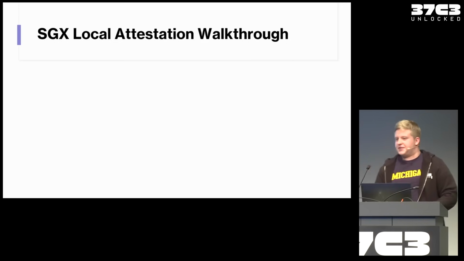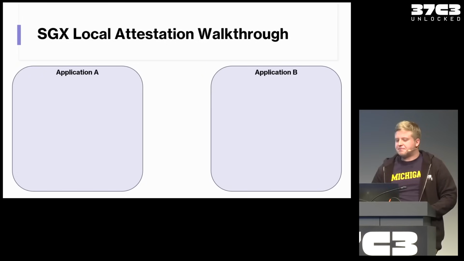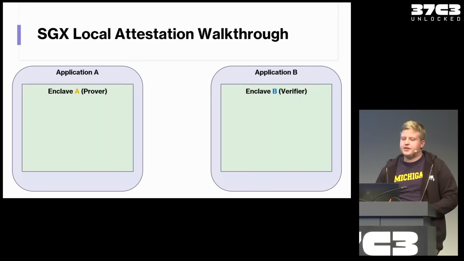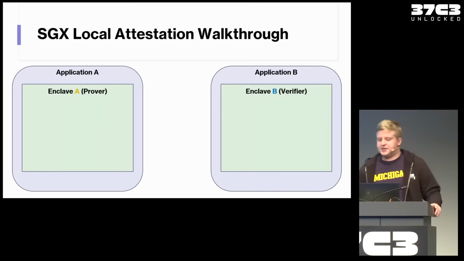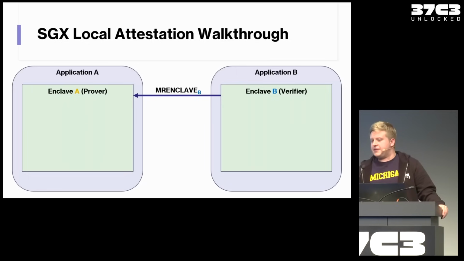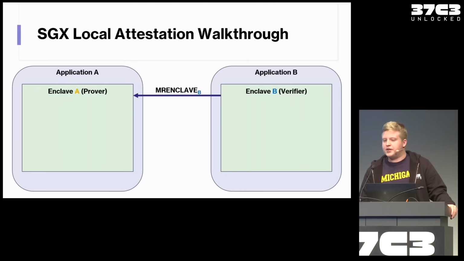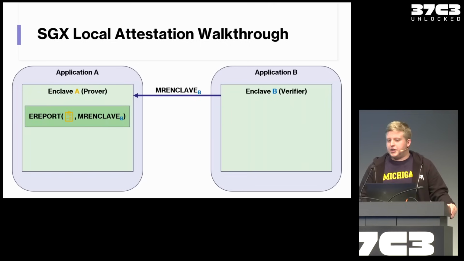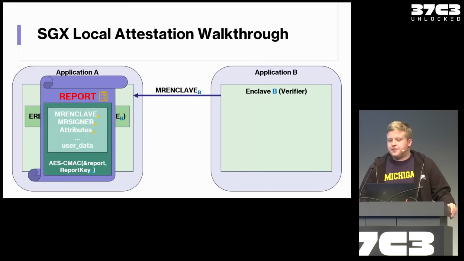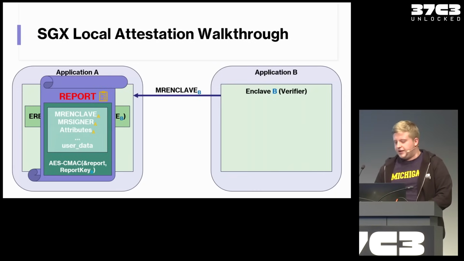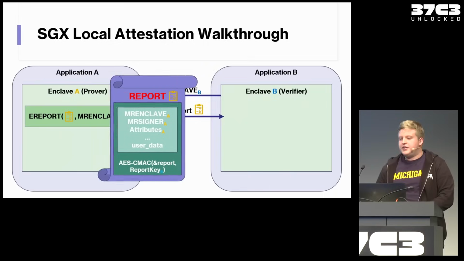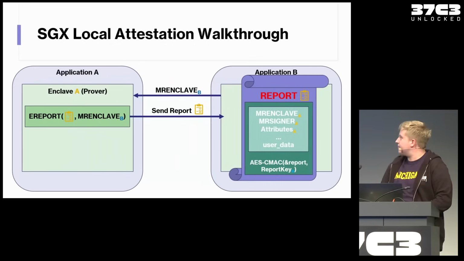So let's do a quick walkthrough of how this works, because this is a little bit confusing. Say we have two applications, A and B, and we'll call A the prover and B the verifier, although as you'll see, they prove and verify each other anyway. First step is that enclave B has to send over its MRENCLAVE measurement to A, which will then create a report struct using this EREPORT instruction and the provided MRENCLAVE. So the instruction will generate this report, derive the CMAC key, and calculate the signature. You can then send the report from enclave A to B.